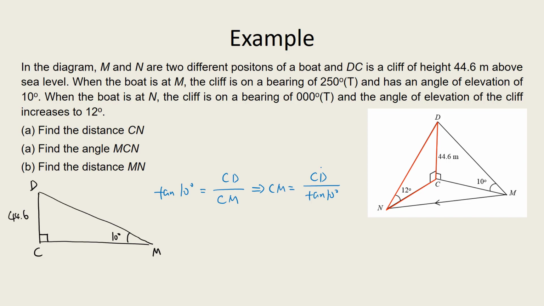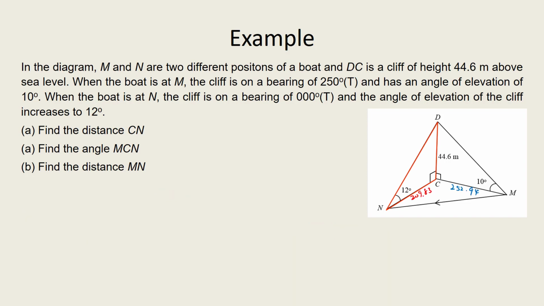We can then plug in the value for CD, 44.6. So you can then press a calculator. CM will be equal to 252.94 meters. You can leave your answer in 3SF as well, so 253 meters. Now we have the length of CN and the length of CM already. It's time for us to focus on the triangle MNC.